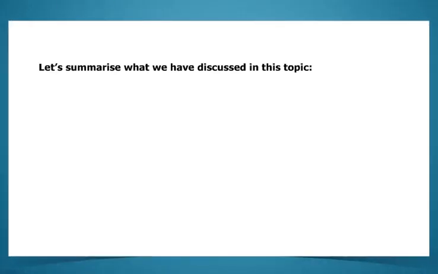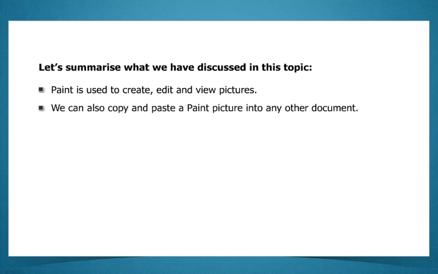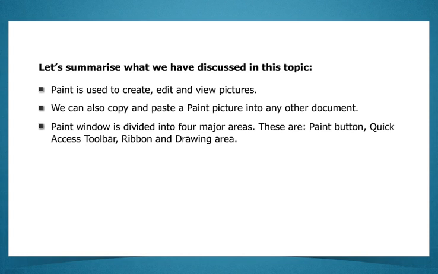Let's summarize what we have learned in this topic. Paint is used to create, edit, and view pictures. We can also copy and paste a paint picture into any other document. Paint window is divided into 4 major areas. These are Paint button, Quick Access toolbar, Ribbon, and Drawing area.